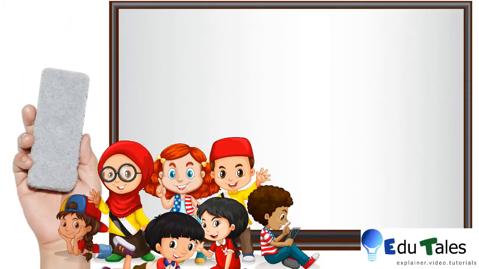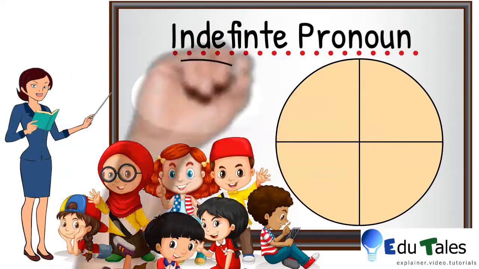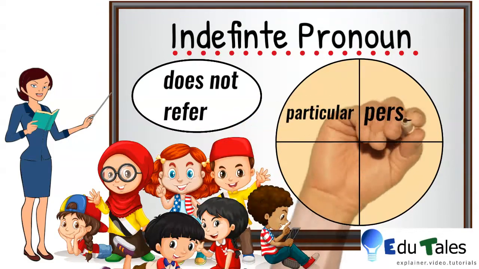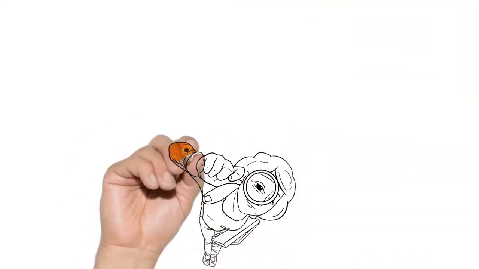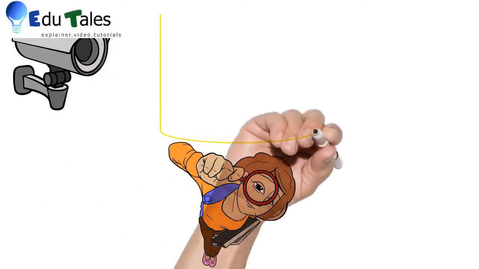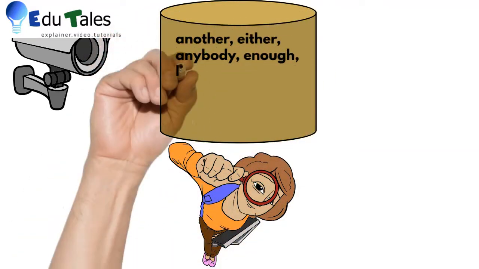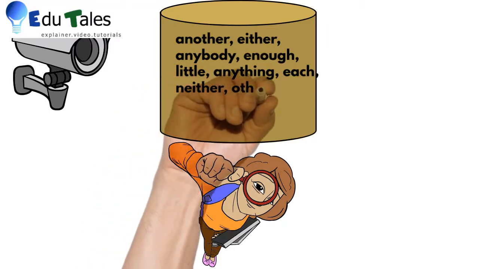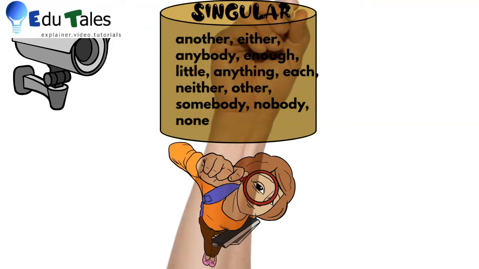Next type of pronoun is indefinite. As its name shows, it does not refer to a particular person, place, or thing. This is the largest group of pronouns. If you are learning English as a second language, remember the following common indefinite pronouns: another, either, anybody, enough, little, anything, each, neither, other, somebody, nobody, none.